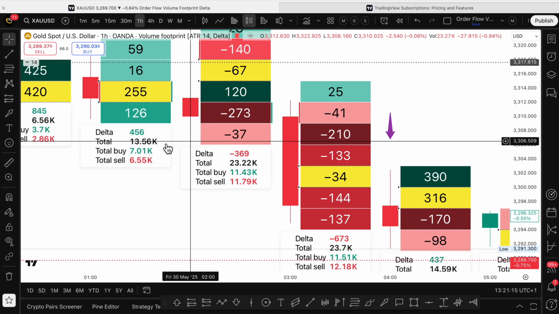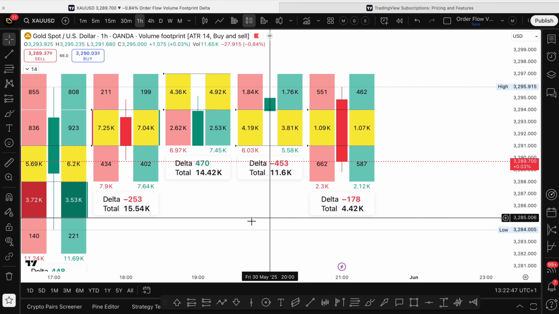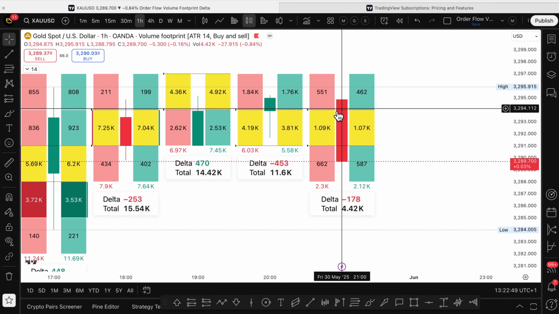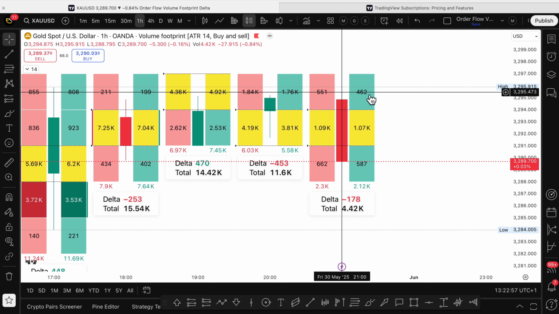And if you come over here, you can see this delta is a positive. It's got no minus. So the buyers were in control, 255. So if we just pick a candle, let's pick this last candle here. You can see here we had 551 sellers and only 462 buyers.